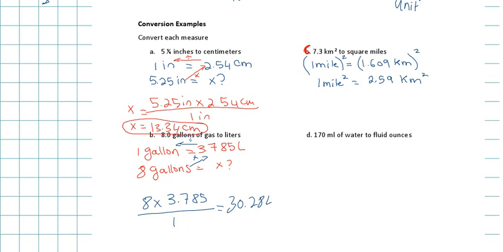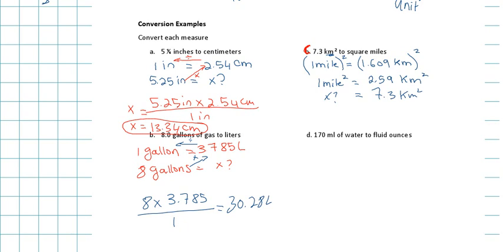Now, where do I set up my 7.3 kilometers squared? Under kilometers. So I have to set it up right here, right? Because this is kilometers squared. So I have to set it up under the kilometer squared. Still the same thing. I'm still doing exactly the same thing. I just changed my direction.